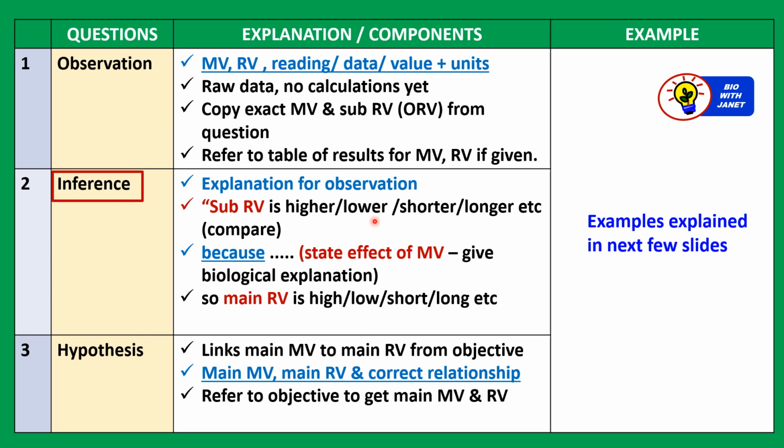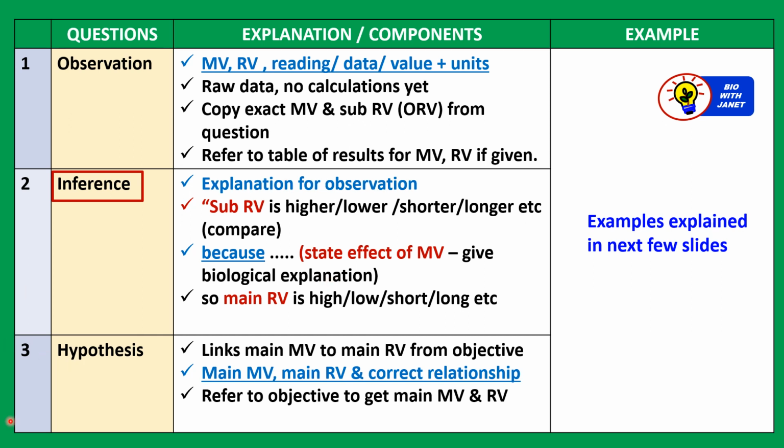So you have to compare the different measurements or observations for the different MV. So we must mention that the sub-RV is higher or lower, shorter or longer, make the comparison. There are no marks for this, but it will help you to explain. Then you put because. Now, we know at that particular MV, the sub-RV is like that. So state the effect of the MV by giving a biological explanation, the effect of the MV on the RV. And that's how the RV affects the sub-RV. That means you are linking the sub-RV to the MV and the main RV.